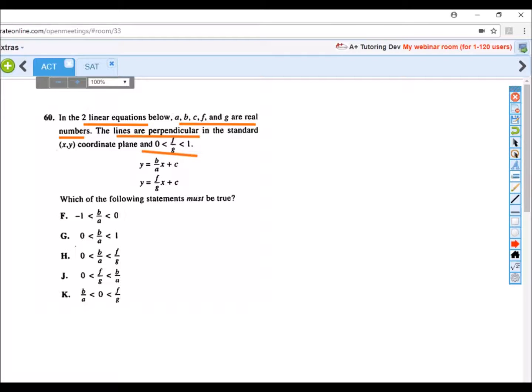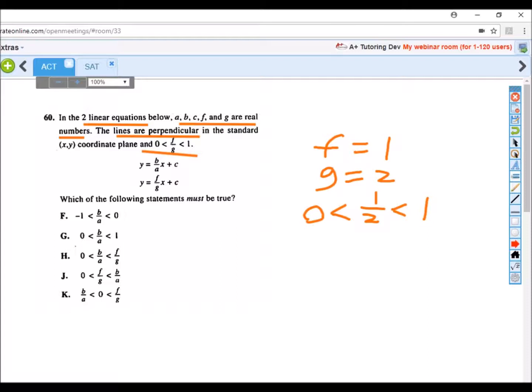And the way we're going to make sense of how that's going to help us is we're going to plug in numbers. Plug in numbers for f, and plug in numbers for g. So let's say f is 1, and let's say g is 2. The reason I give these two numbers is because it still fits the very specific rules we have. 1 over 2 is greater than 0, but it's less than 1. Now, we have that in place.